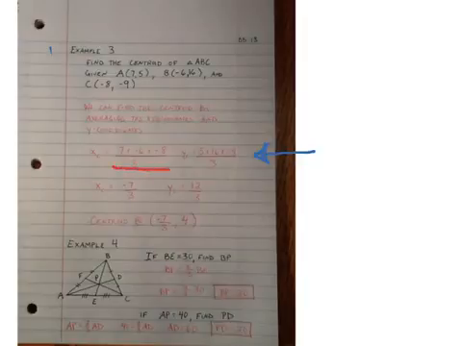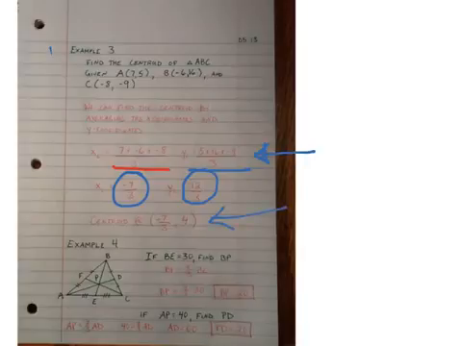Here's the average of the x-coordinates. Here's the average of the y-coordinates. And we reduce it. -7/3 for x and 12/3 for y. That gives us the location of our centroid.